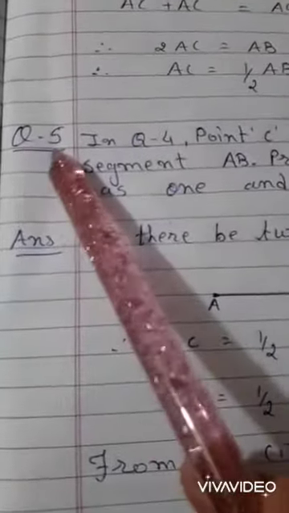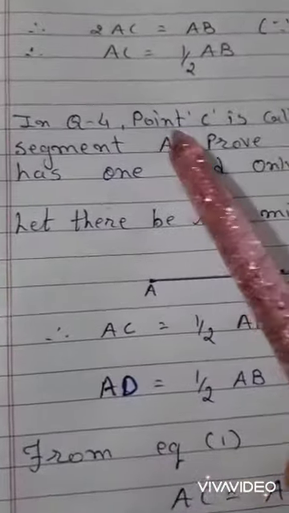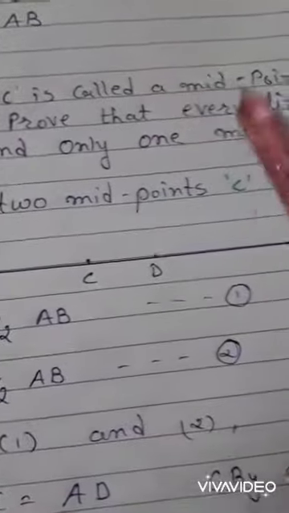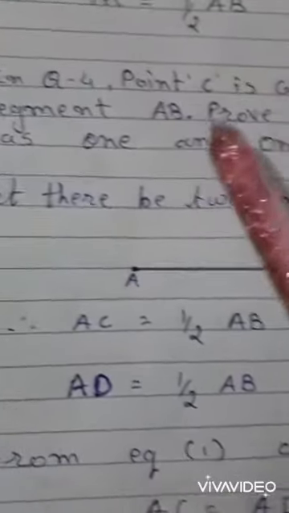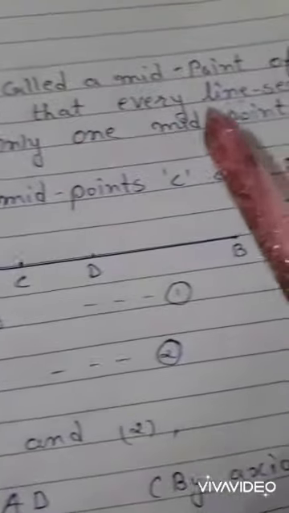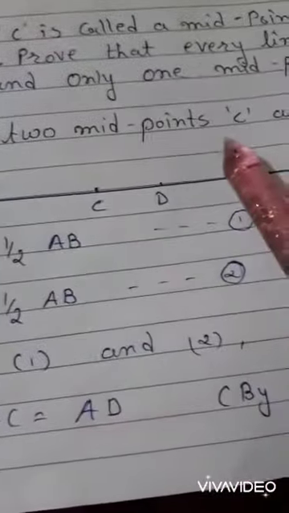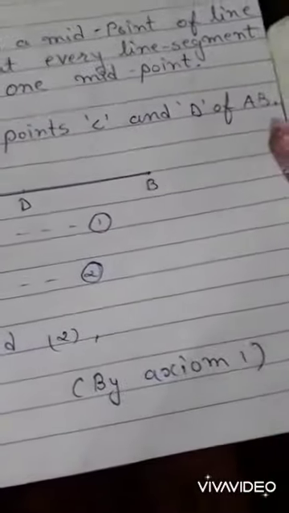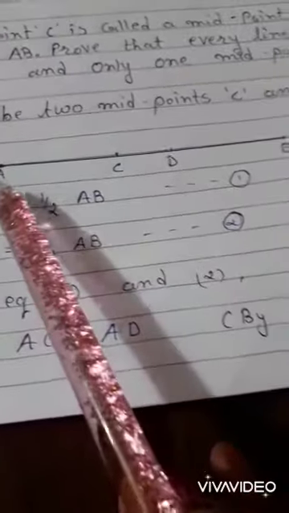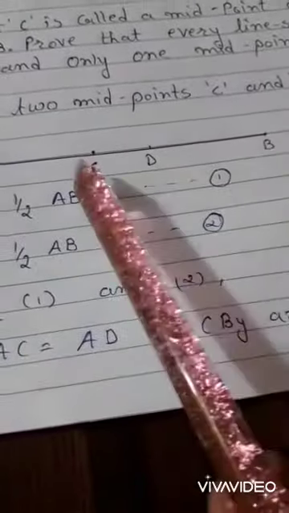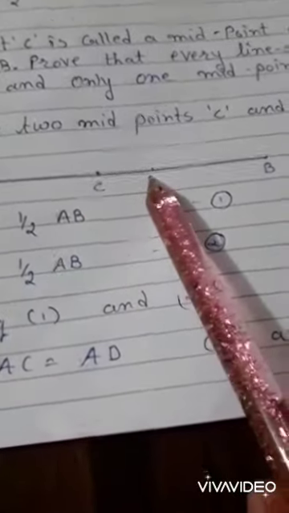Now start question number 5. In question number 4, point C is called a midpoint of line segment AB. Prove that every line segment has one and only one midpoint. Now, let there be two midpoints C and D of line segment AB. You see in the figure line segment AB, let C and D be midpoints.